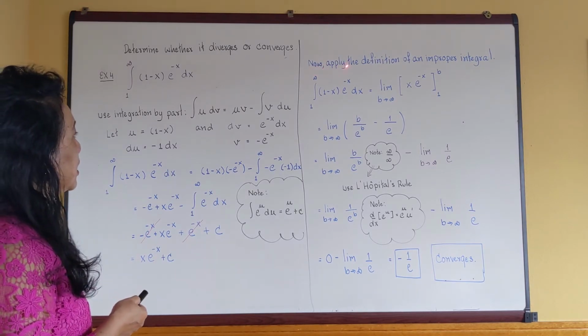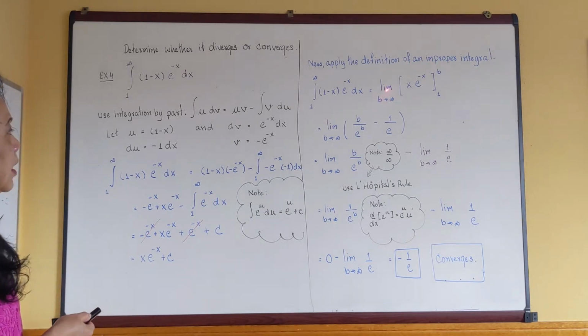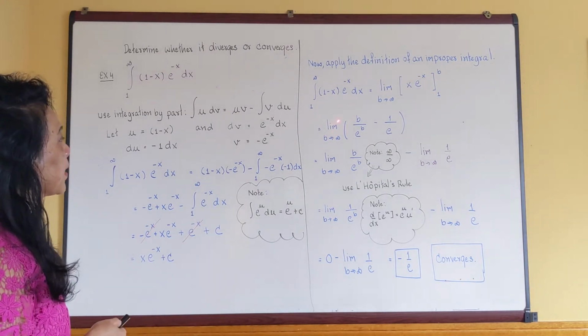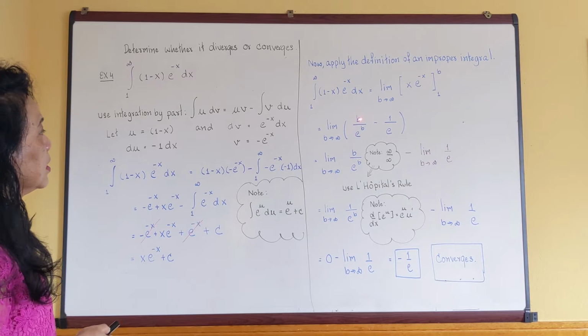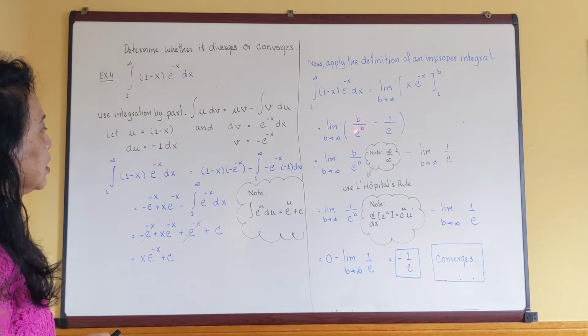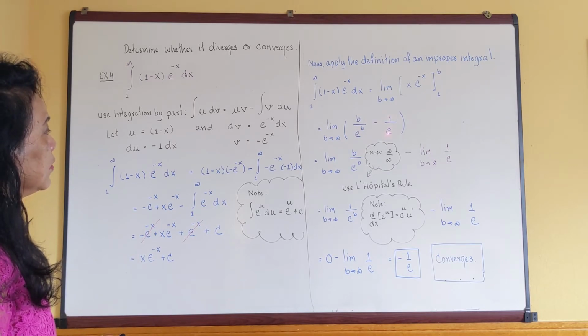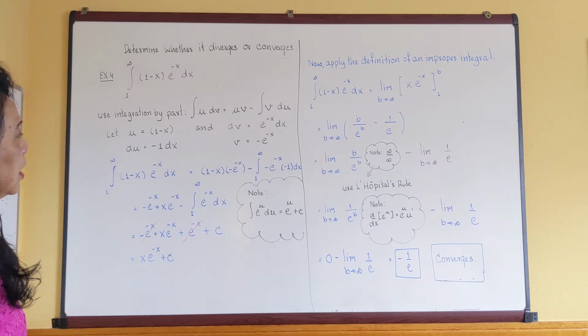Next I'm going to apply the definition of an improper integral. So what I did here, I take a limit as b goes to infinity of the function from 1 to b. Now I substitute the b in, so I have b over e to the b minus 1 over e. Next step I did is I break it into two parts. The first part is b over e to the b.